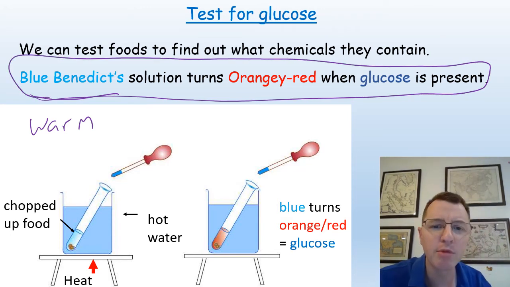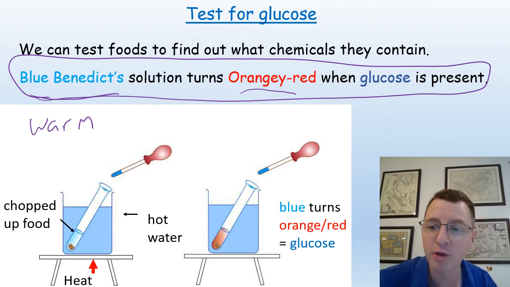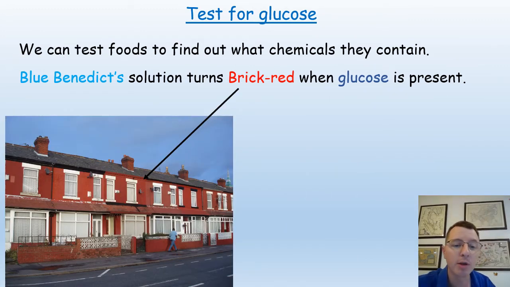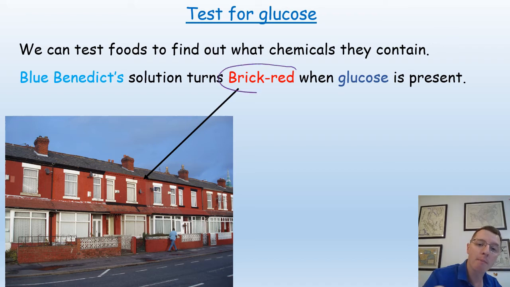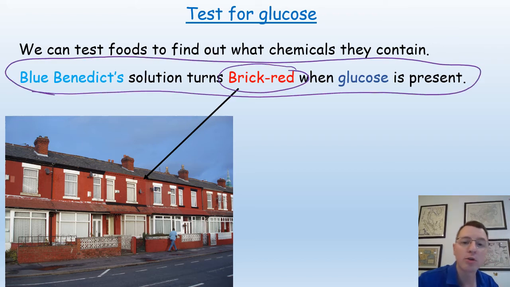Only we can actually improve that because this orange-red is not the preferred term. We actually prefer to use this term, brick red. So blue Benedict's solution turns brick red when glucose is present. And if you look at a house in the UK, a lot of them are made out of bricks. I've got a photo of one here, and it's that particular red colour that we're looking for. If you get that brick red colour, then glucose is present.